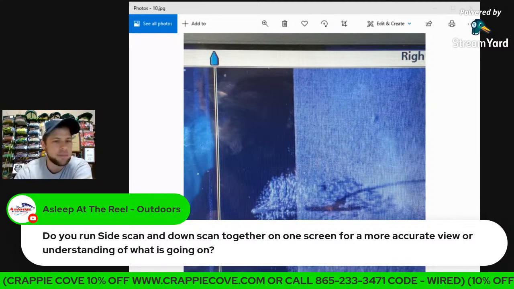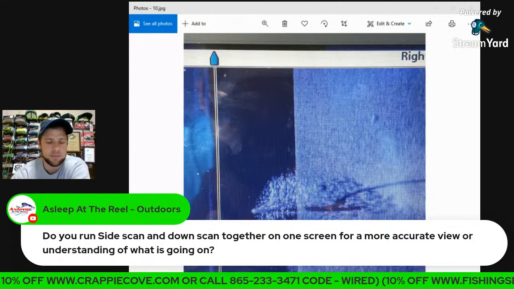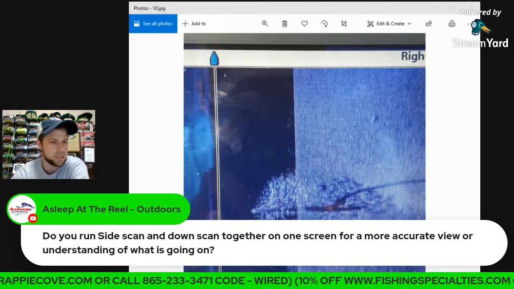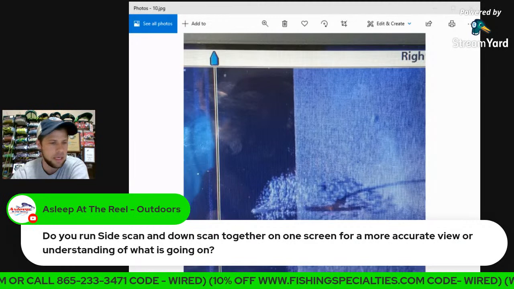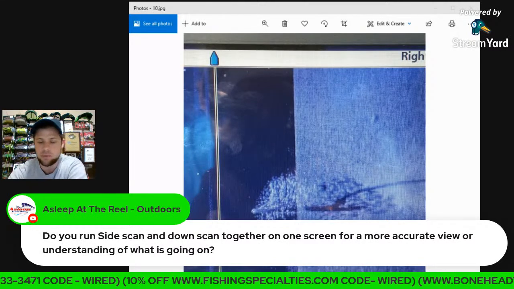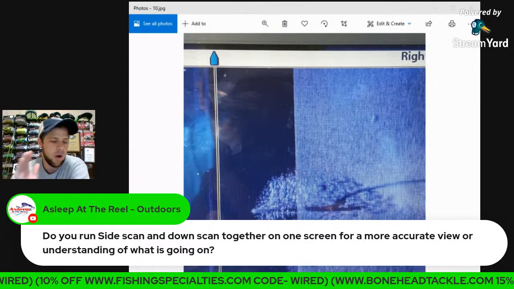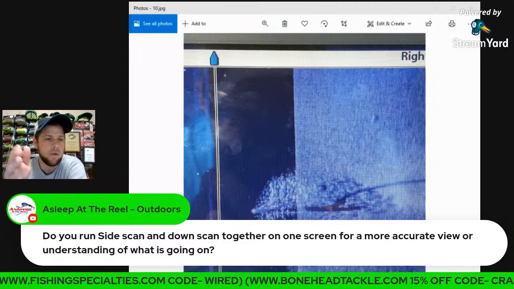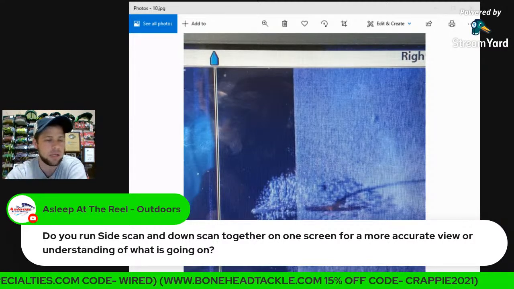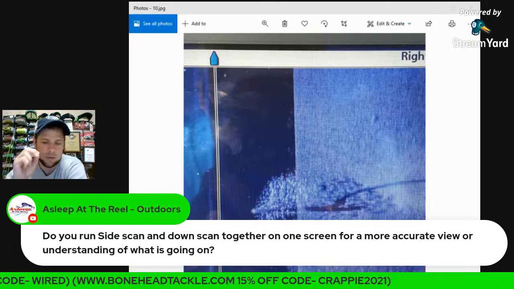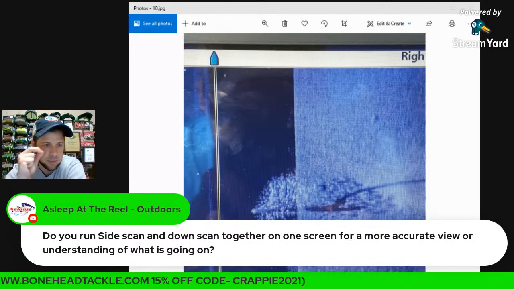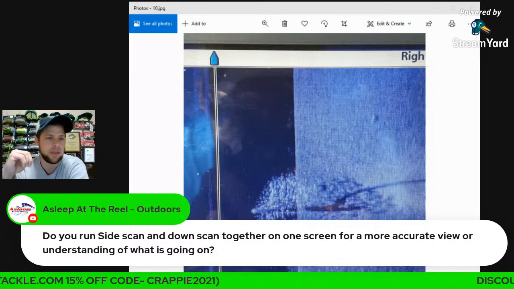I never touch my down imaging. I don't mark waypoints on it. I don't zoom in, I don't zoom out, I don't scroll. The only thing I use it for is when I go over a waypoint that I've already got marked. I roll over a waypoint and use it to identify those individual fish. I don't use it for anything else.